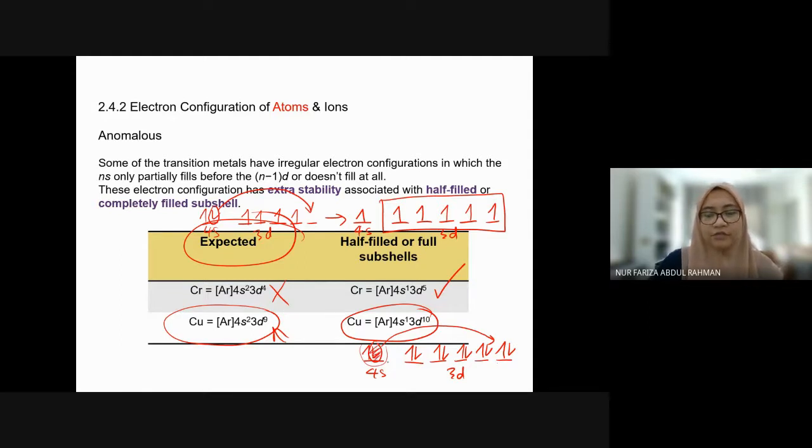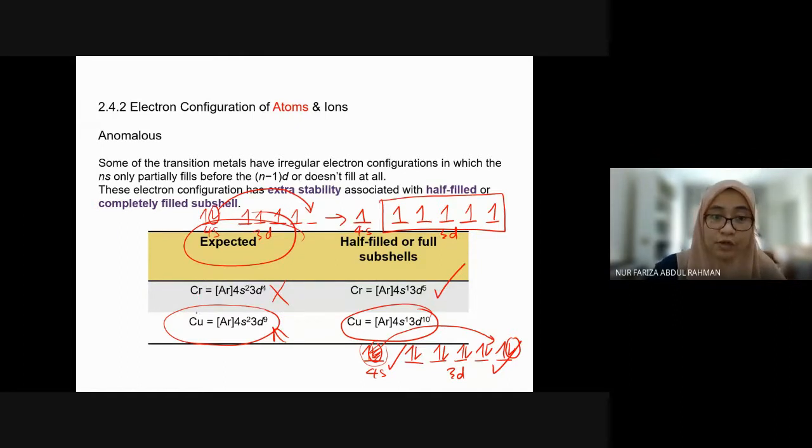So there should be no electron here in the 4s, but we have one in this one. Already promoted. Okay, so this is stable. 4s is stable now, 3d is also stable. Okay, so remember the anomalous cases for what we call transition metals. So far in your syllabus, we are going to have these two only.